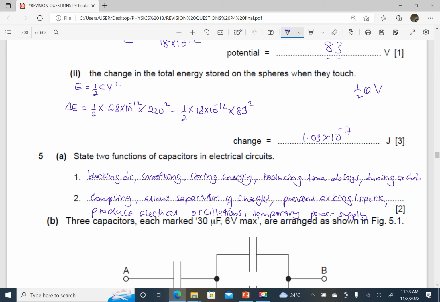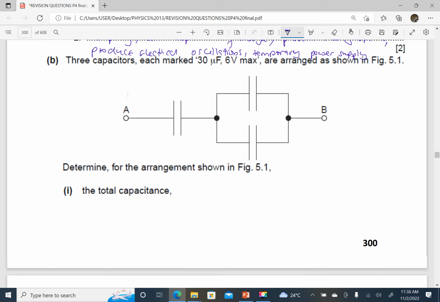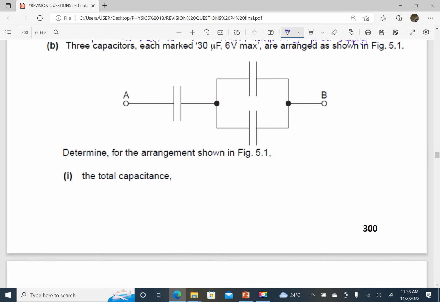So all these are some of the applications or functions of capacitors. Three capacitors, each marked 3 microfarads, 6 volts maximum, are arranged as shown here. Determine for the arrangement the total capacitance.